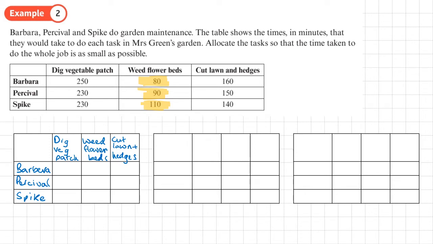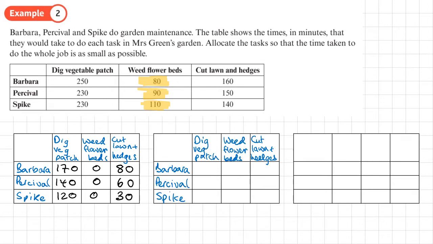So the top row, we take away 80 from 250. So you got 170, 80 from 80, and 80 away from 160. And we take 90 away from 230. We take 90 away from 90, 90 away from 150. And at the bottom row, we take 110 away from each value. So we've got 120, 0, and 30. So there's our row reduction.